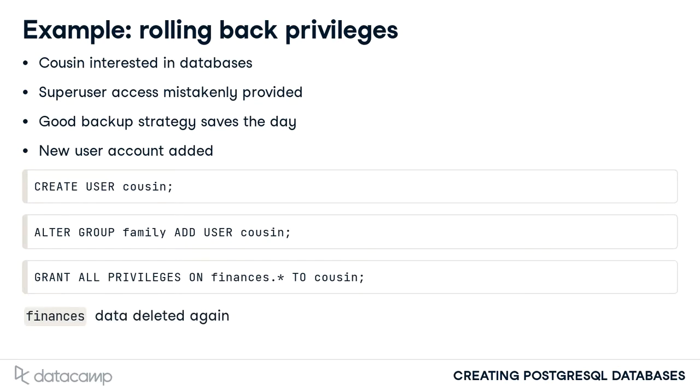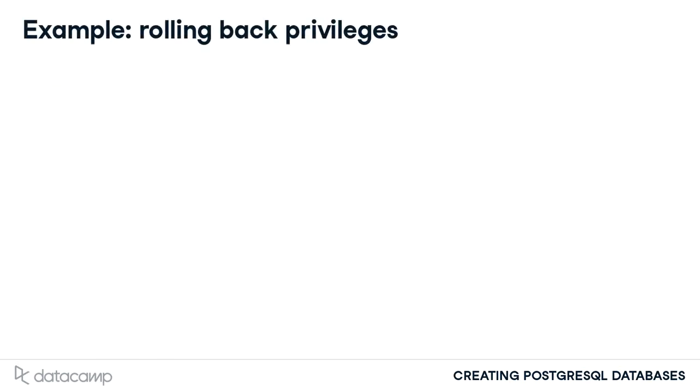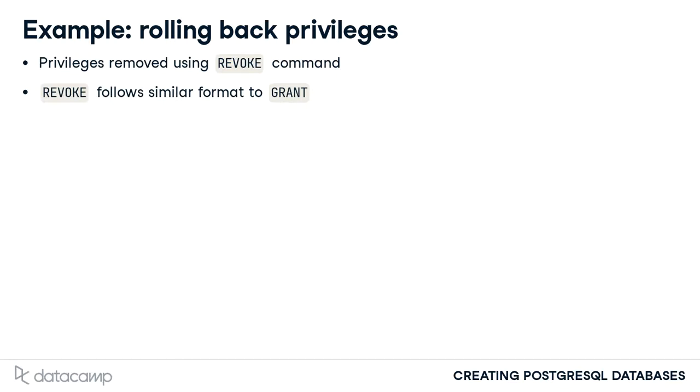Realizing that you need to be more careful, you set out to work to restrict your cousin's access to the database. Most concerned with data being removed from the database, you begin to take away privileges from your cousin's account. PostgreSQL provides a command which can be used to revoke previously granted privileges. Revoke is used analogously to grant.